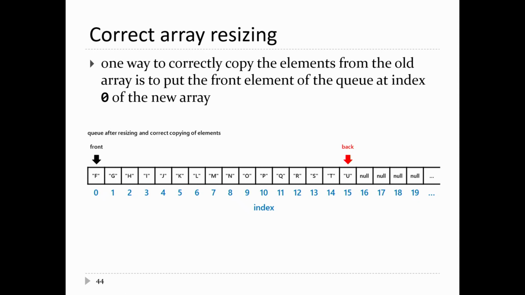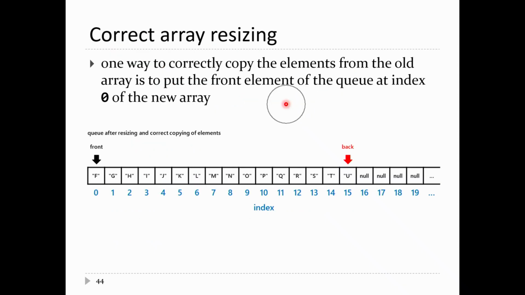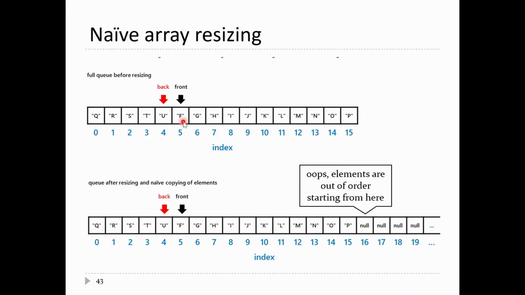It's pretty straightforward to do. You just need a loop. All right, so if the size of the queue is equal to the length of the array, we have a full queue. I have to resize the array. So now, instead of using arrays copy of, I have to do this manually. So make a new array that's twice the capacity of the old array. Now copy the elements from the old array into the new array, starting at this dot front. So starting at this index, I want to copy into index 0 of the new array.